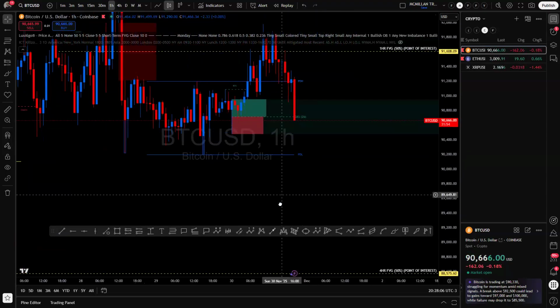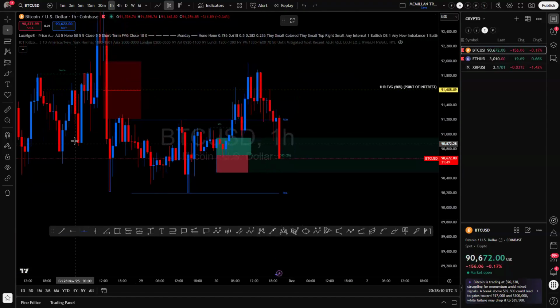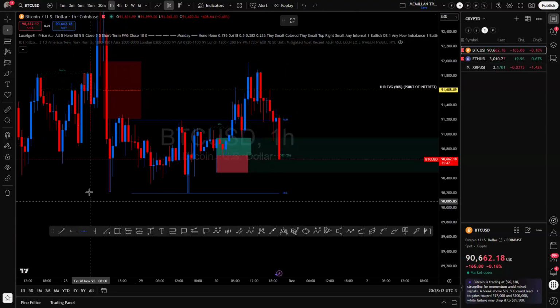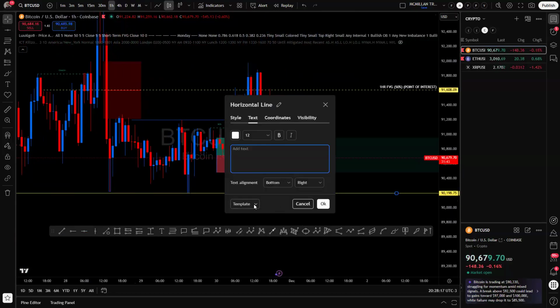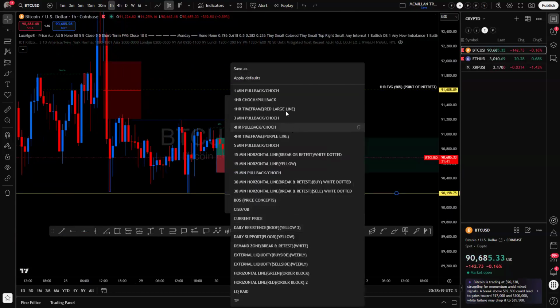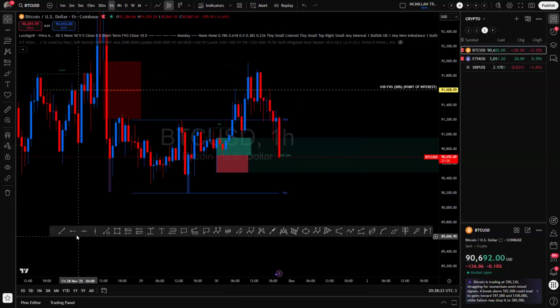So what we will want to do is mark up our fair value gap. Let's mark up this liquidity here. So this is going to be the 1 hour sell side liquidity. Let me take my horizontal line.